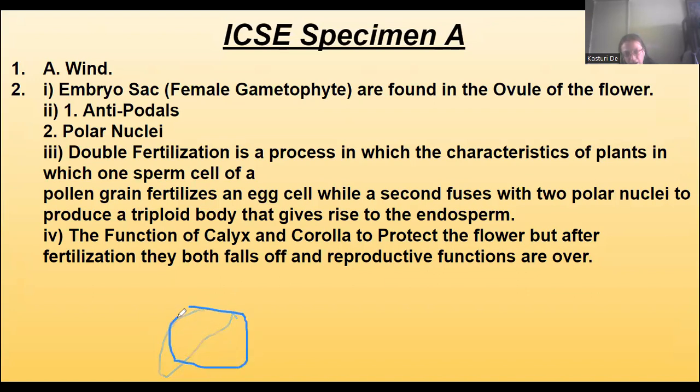The outside covering will be the exine, the inside covering will be the intine, and inside there will be the germ nucleus and the tube cell. Two cells will be there: one is the tube nucleus, or tube cell, and the other is the germ cell, or germ nucleus. The germ nucleus will divide into two male nuclei, whereas the mature tube cell will form the pollen tube, which will form inside the style. So the picture will be like this.